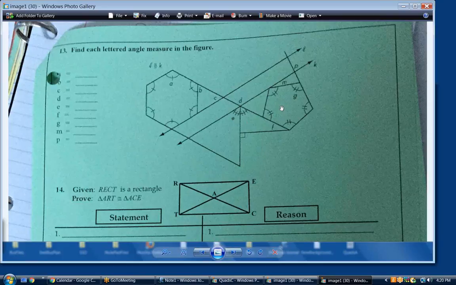What kind of shape is that? That's a pentagon. Regular pentagon. Yeah. Okay. And so G would be what? 108. Correct.